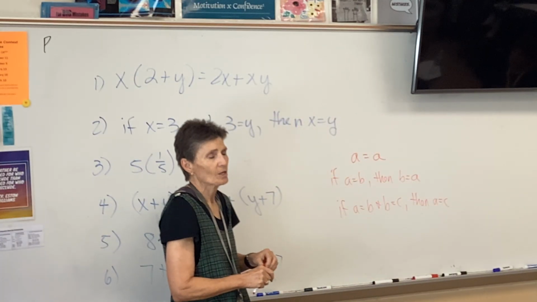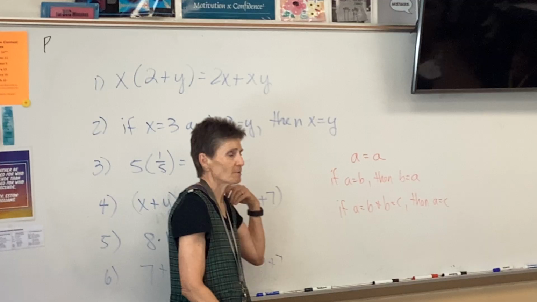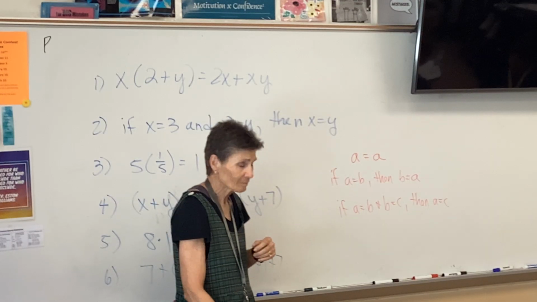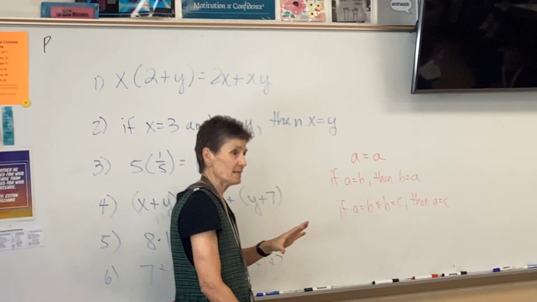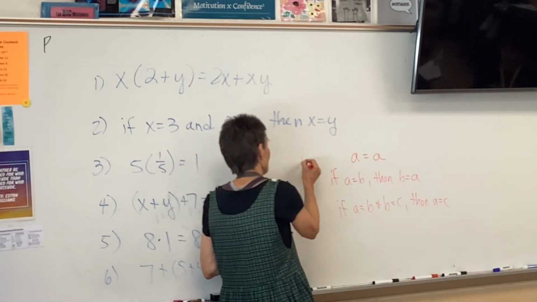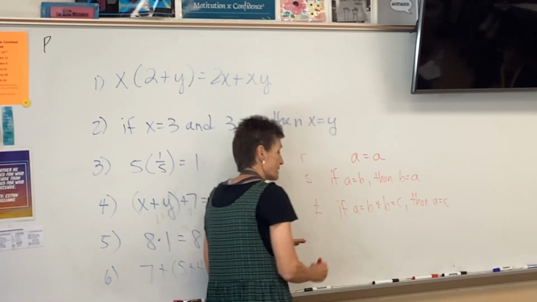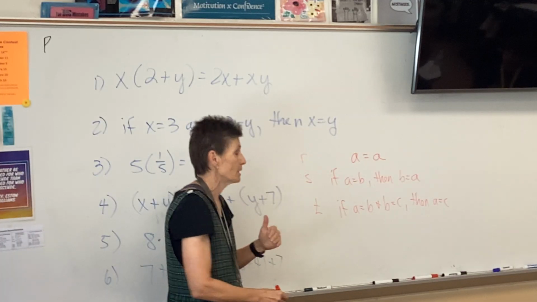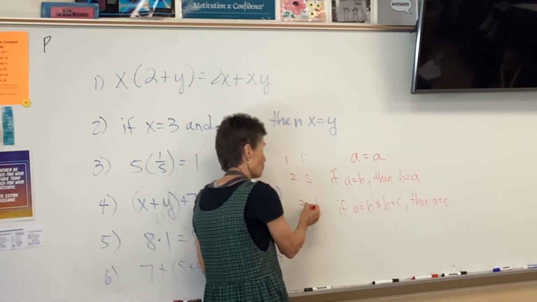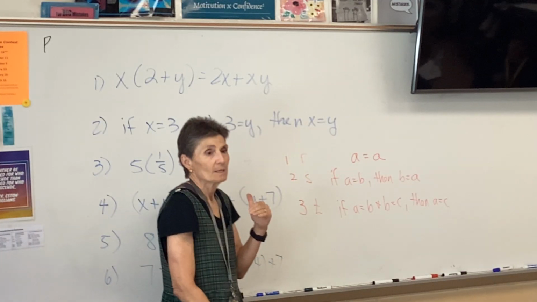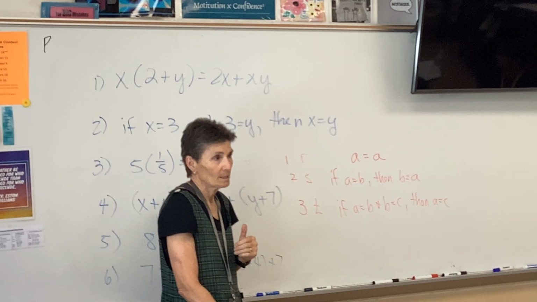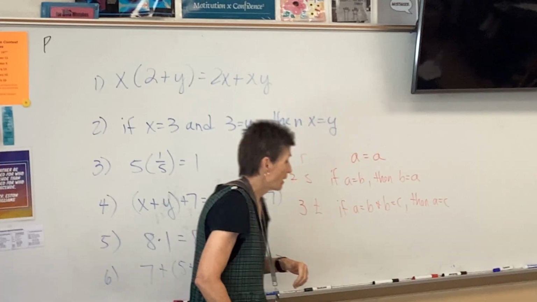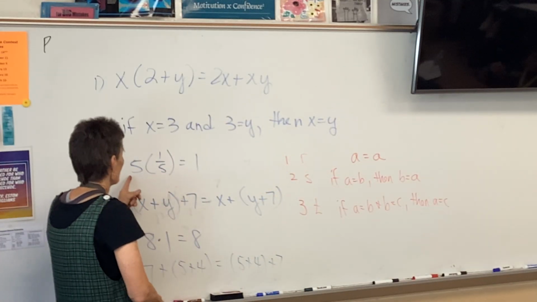Back when I used to teach geometry a long time ago, and of course we talk about these in geometry, to help the kids remember, we got reflexive, symmetric, and transitive, alphabetical order, 1 letter, 2 letters, 3 letters. So that's how we can help us remember. RST, 1, 2, 3.